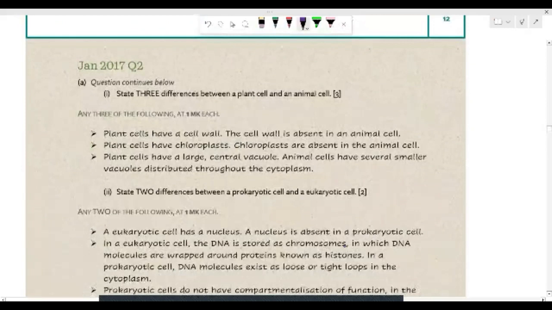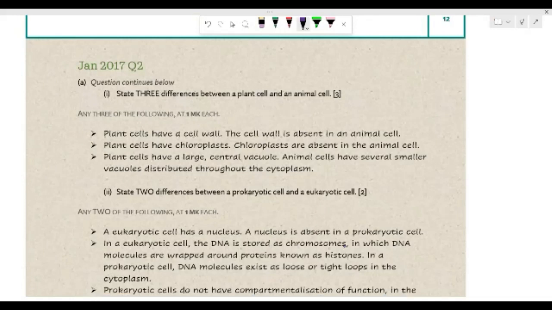So let's go to question 2. Right, so this one is really straightforward, right? You have to state differences between a plant cell and an animal cell. Well, I said any 3 of the following, but it's 3, right? So we have: plant cells have a cell wall, animal cells don't, right?